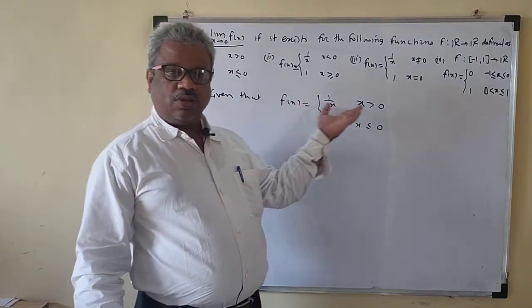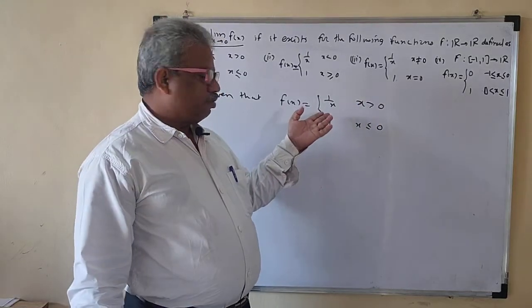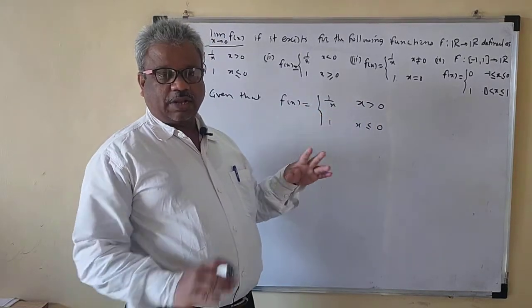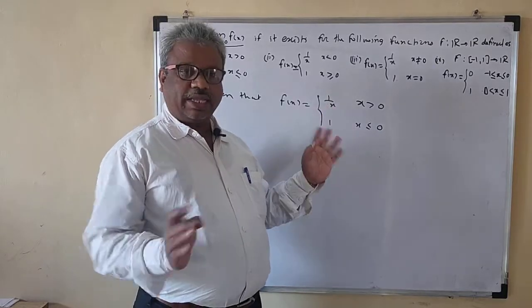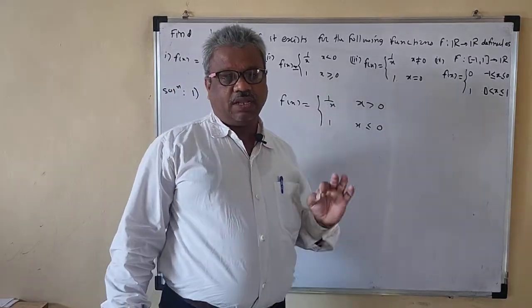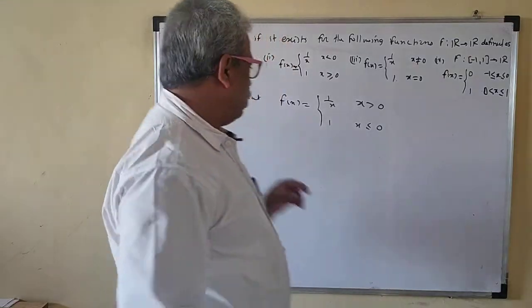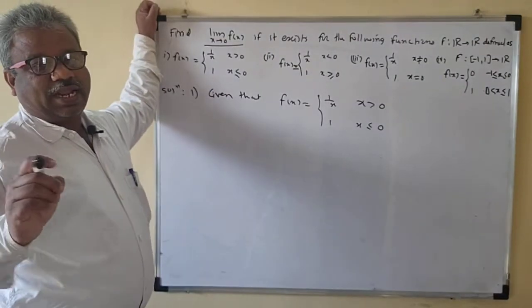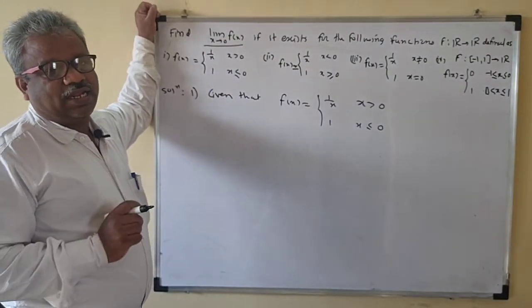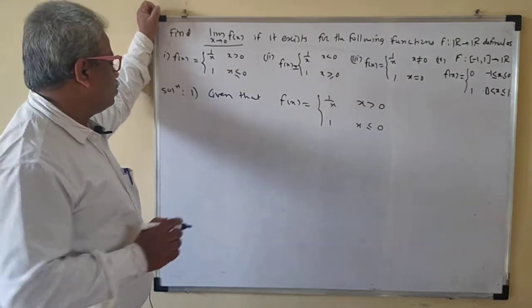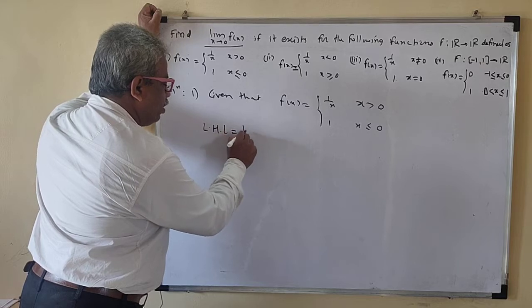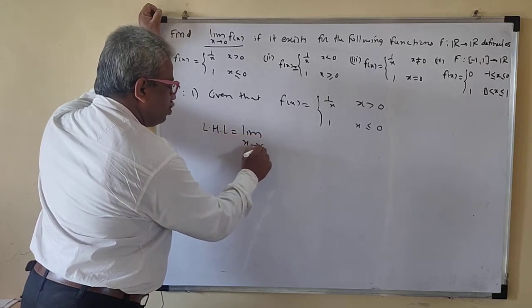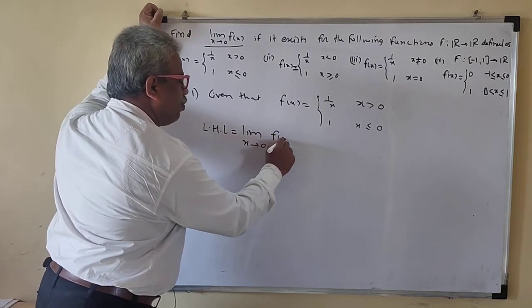There are different functions for x less than 0 and greater than 0. So we need to find the left hand limit and right hand limit. If the left hand limit and right hand limit exist and are equal, then we say that the limit as x tends to 0 of f of x exists. So first we will find the left hand limit, limit as x tends to 0 minus of f of x.